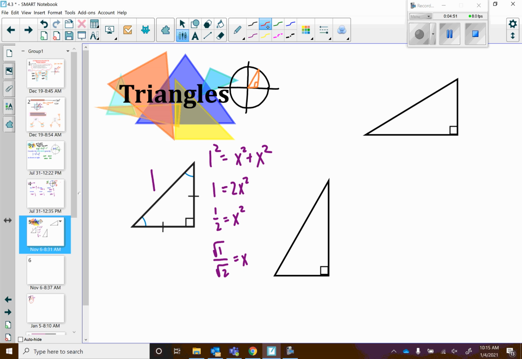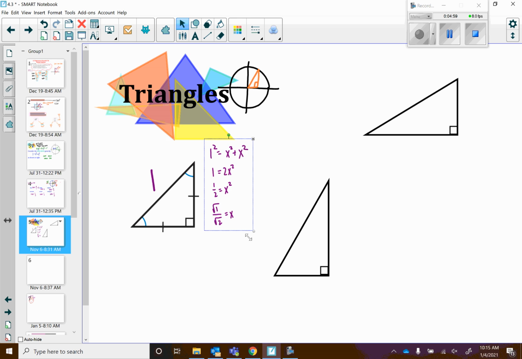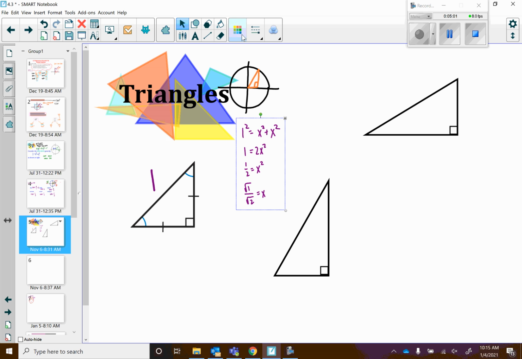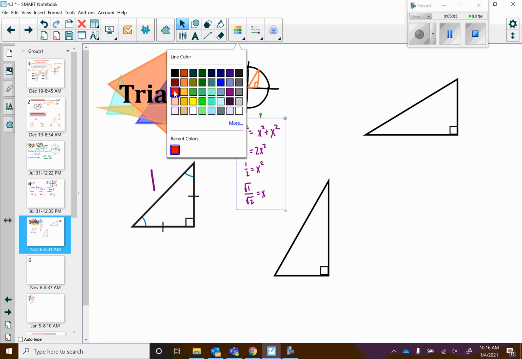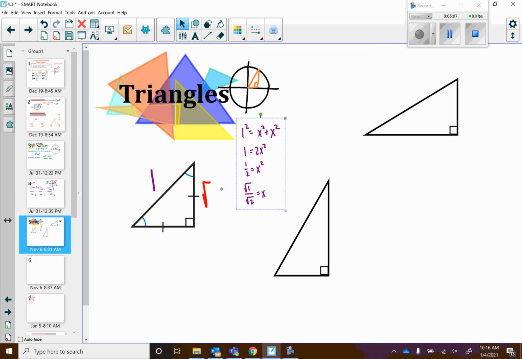And of course, if we want to simplify that, make that look nicer, what I have just figured out is that the side length of each of these legs of this 45-45-90 right triangle are square root of 2 over 2 and square root of 2 over 2.